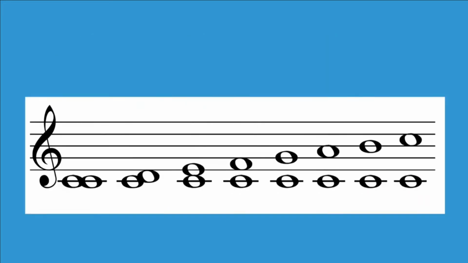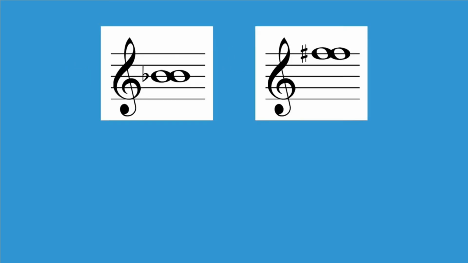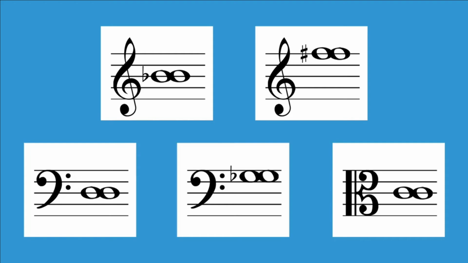Let's take this C major scale as an example to find the distances of the intervals between the tonic and the rest of the scale degrees. The first interval is from the tonic to the tonic. You might think we would call this distance a first, but it has a special name. The distance between any two identical notes is called a unison. This is a unison, this is a unison, and all of these are unisons.